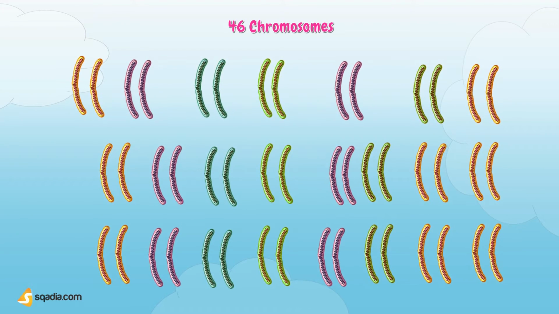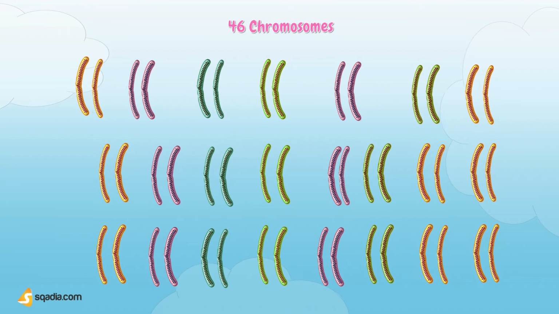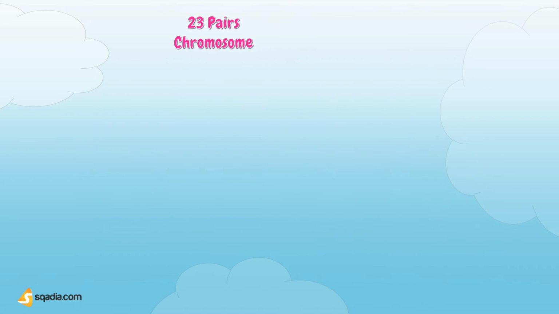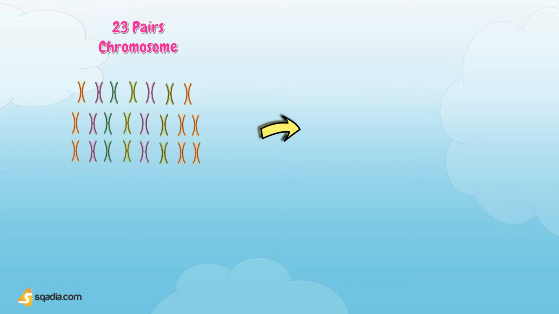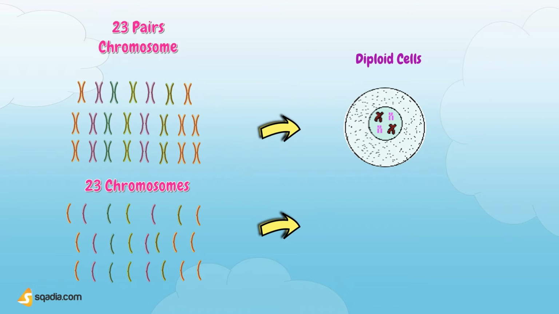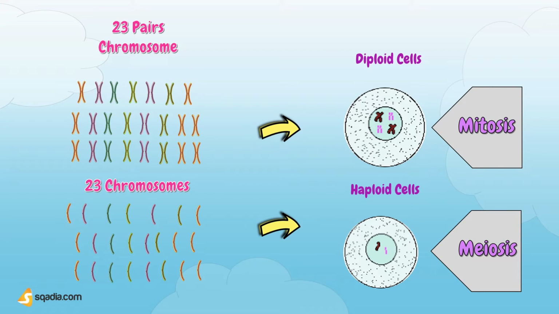A typical human nucleus has a total of 46 chromosomes, which makes up the 23 pairs of chromosomes. These cells are known as diploid cells. There are also the haploid cells that have only half the chromosomes. Those are sex cells that are produced after undergoing meiosis.